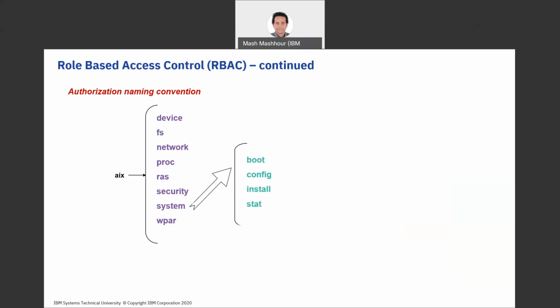So, for example, AIX.system is something related to the system itself, like the installation, the configuration, booting and boot lists, and so on. So AIX.system.boot is something related to the boot, like changing the boot list.